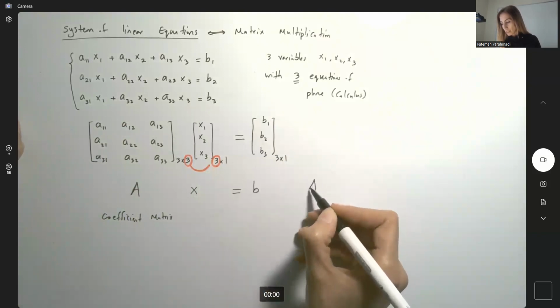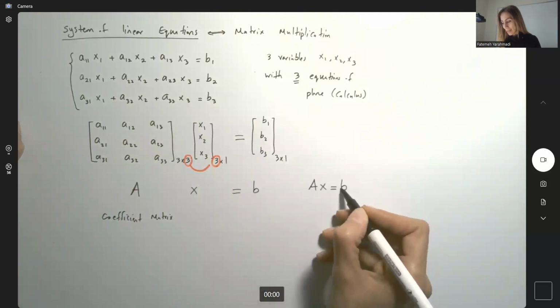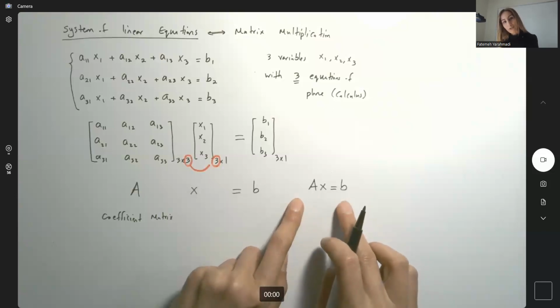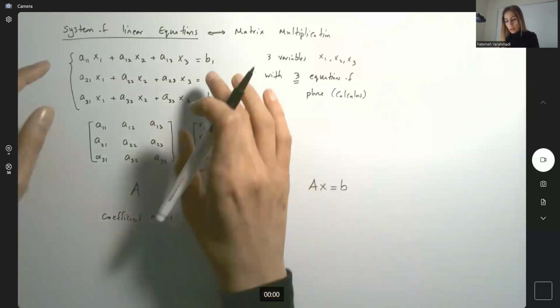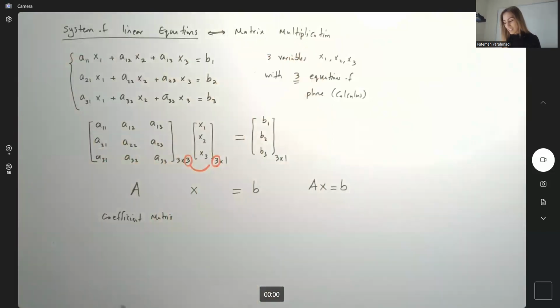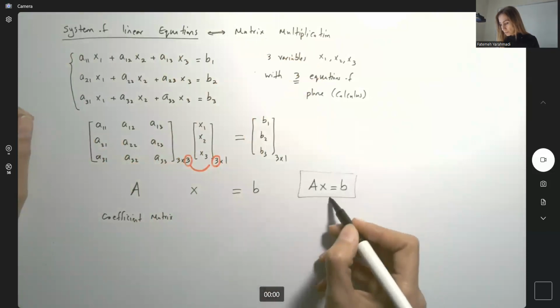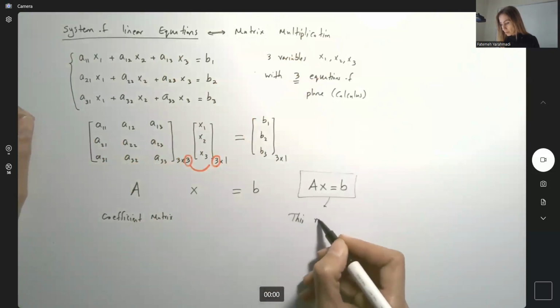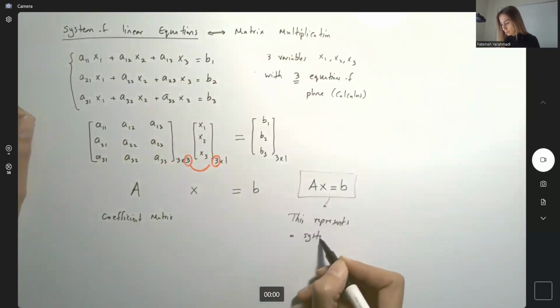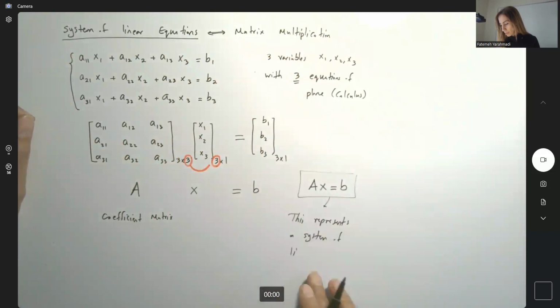So a system of linear equations in shorthand and nice compact form is written as Ax equals b. Ax equals b represents this complicated looking system of equations. This represents a system of equations in a nicer format, compact format, shorthand.